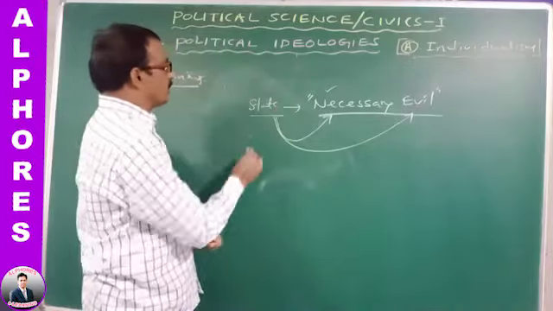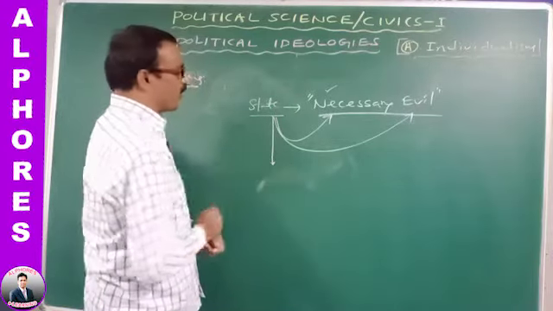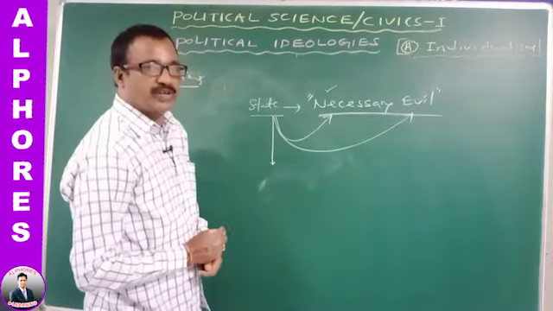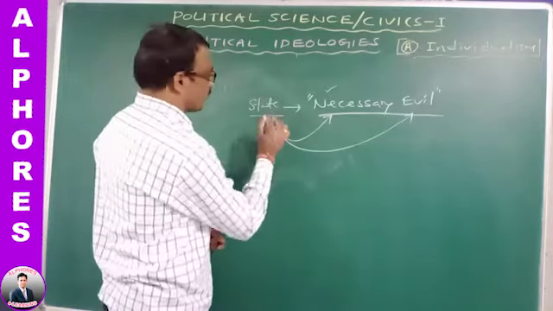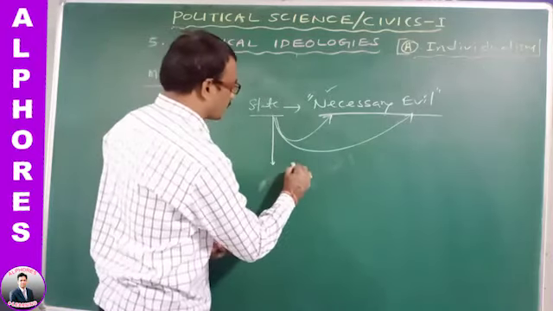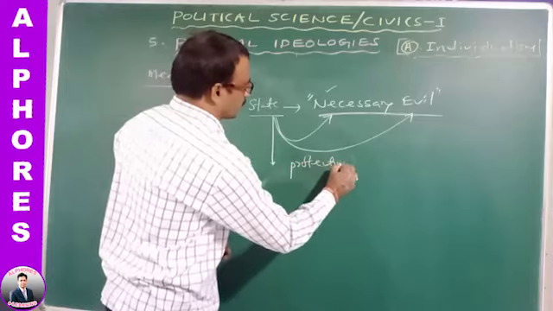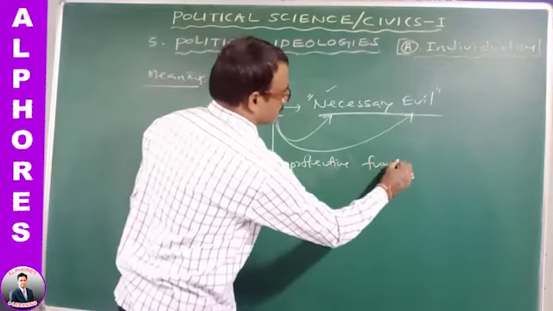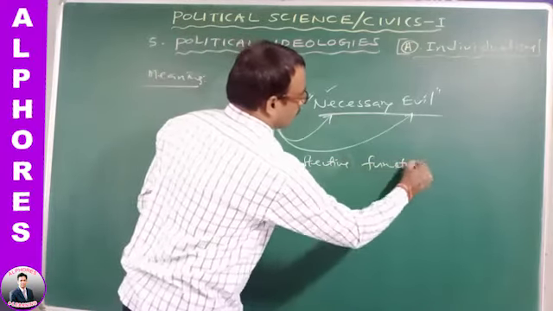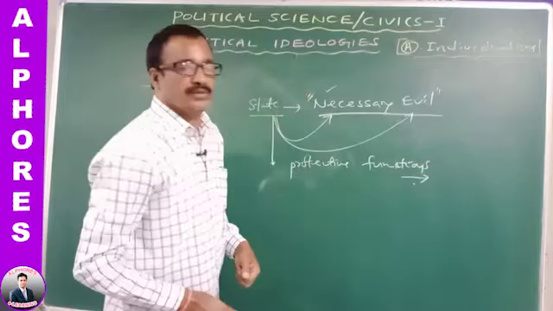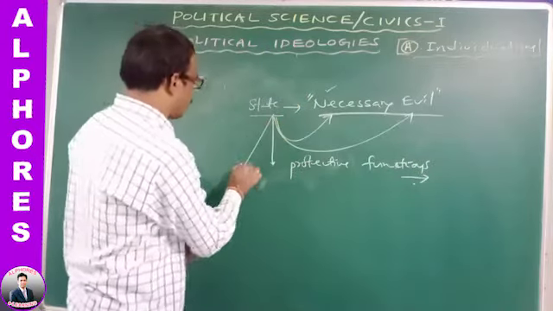So according to individualists, the state should perform only limited functions of protection. It performs only what type of functions? Protective functions. So that type of state is called a police state.